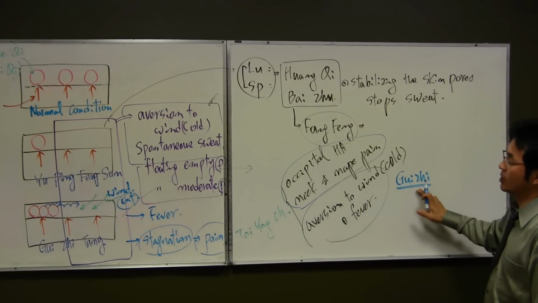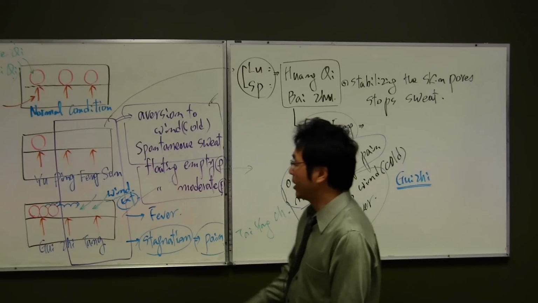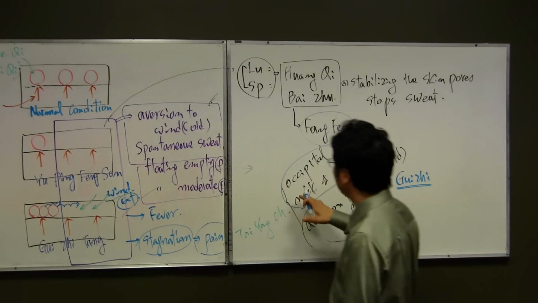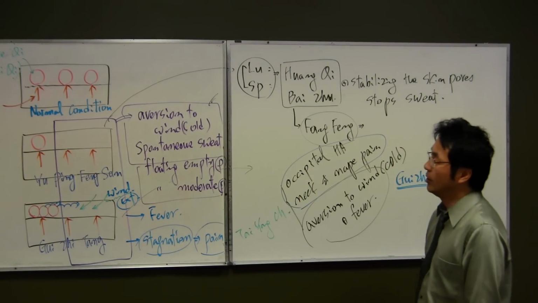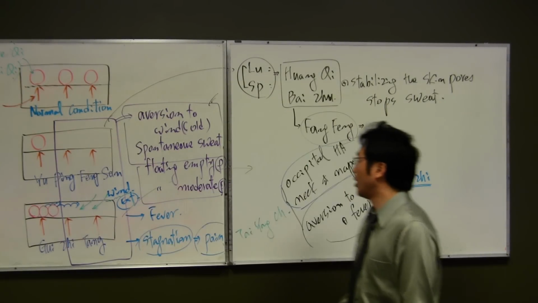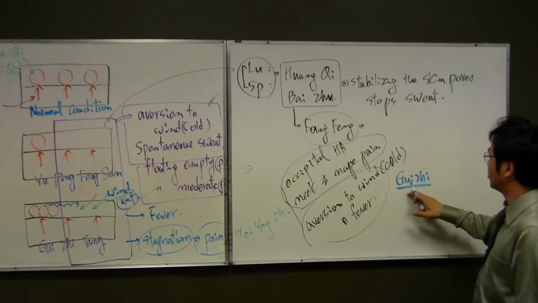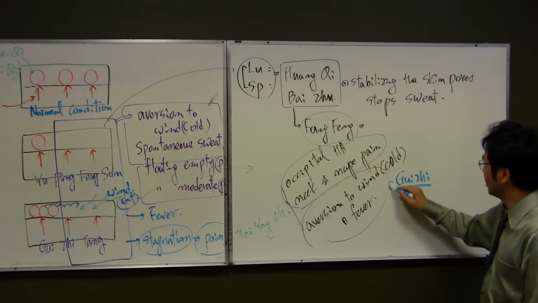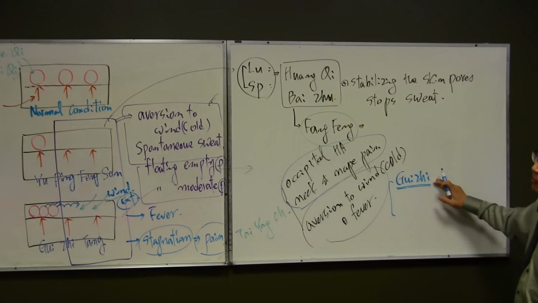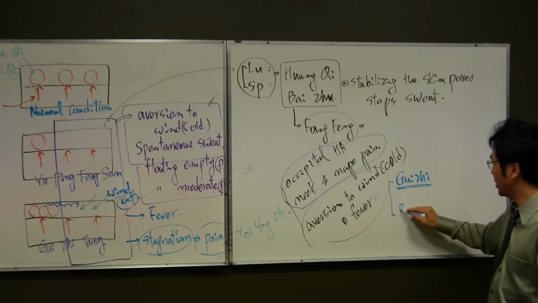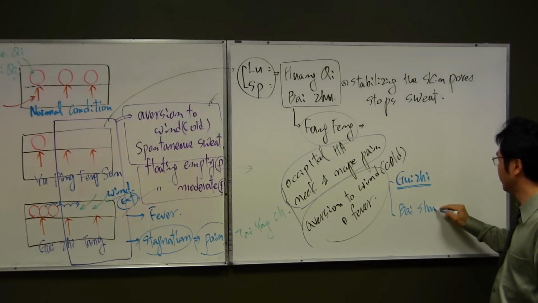We use Gui Zhi because Gui Zhi has an action that is good for what? Expelling wind, which is the cause of this condition. And it is also good for what? Muscle pain. It is good for muscle pain. And so we use Gui Zhi as the king herb. And another one is Bai Shao.